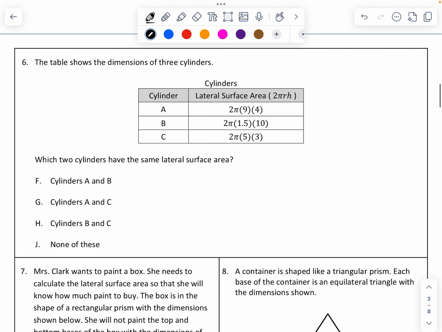All right, on number 6, we have 3 cylinders, 2 of which are the same size, and it wants to know which 2. Okay, when I'm looking at this, I can see I'm going to be multiplying everything, so I can get rid of the 2 pi's because that's all the same. So all I'm going to worry about is the multiplying at the end. So 9 times 4 is 36. 1.5 times 10 is 15. 5 times 3 is 15. And the 2 that are the same are B and C. I look down here, and that would be H.